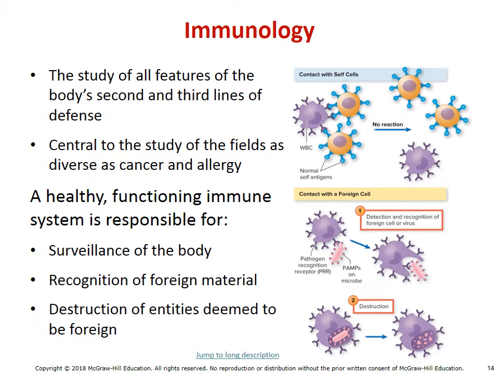In this image, notice what should happen whenever our white blood cells encounter our own cells. Notice there should be no reaction. But whenever a white blood cell runs into a foreign entity, there should be a reaction. And in this case, this is a phagocyte that will consume the pathogen and destroy it.